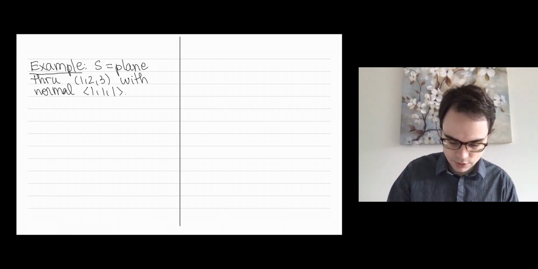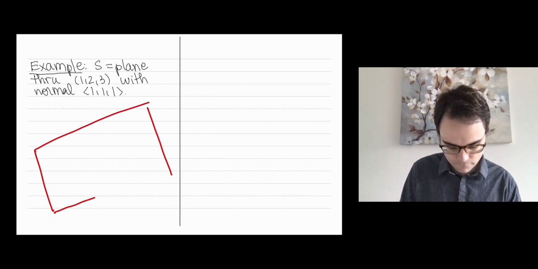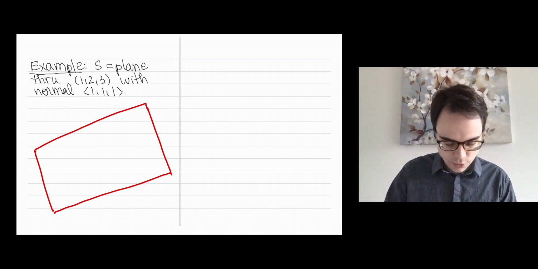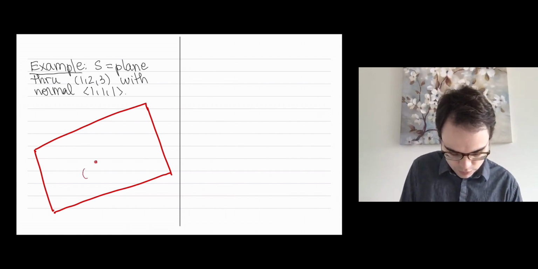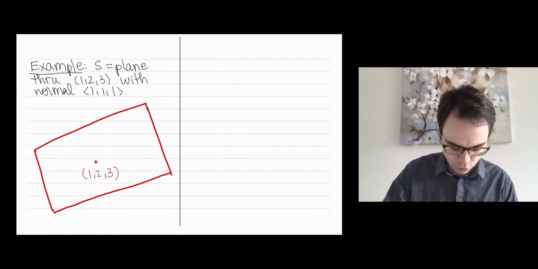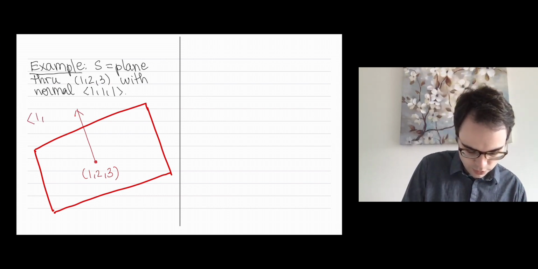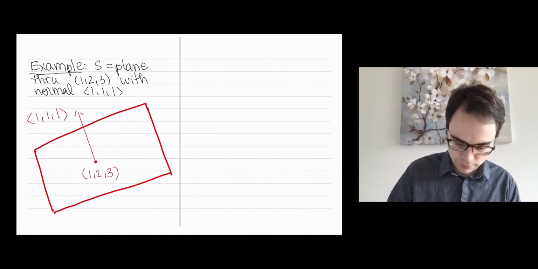So let's say here's our plane, and we want the whole plane. Okay, and so what did I tell you? I told you that the plane contains the point 1, 2, 3, and that the normal vector is 1, 1, 1. So 1, 1, 1 is normal to this plane.